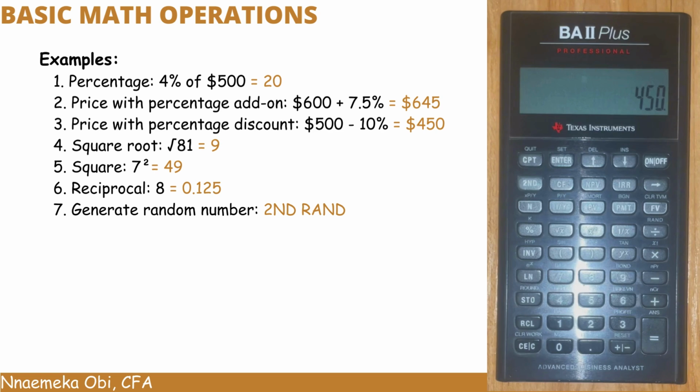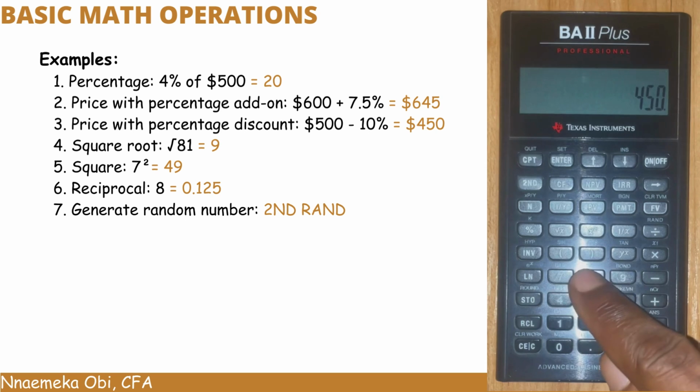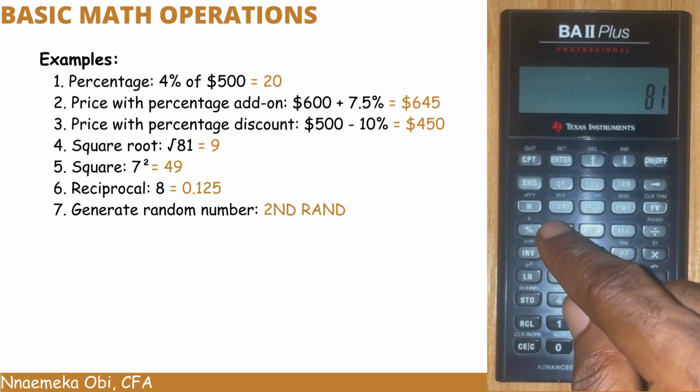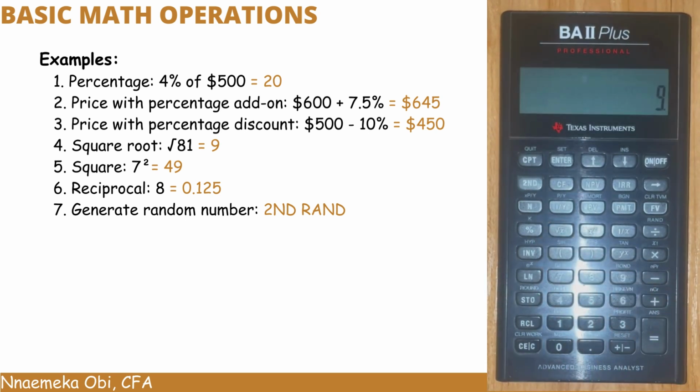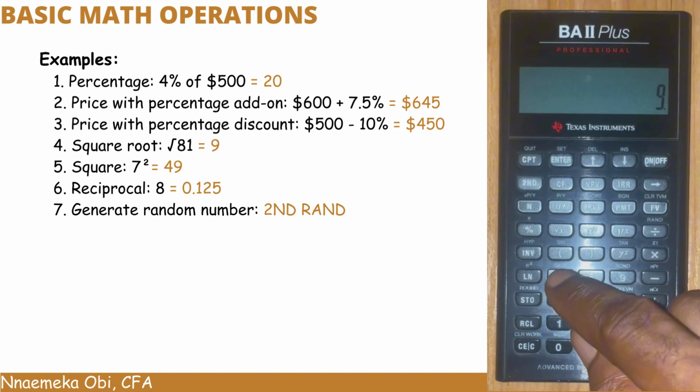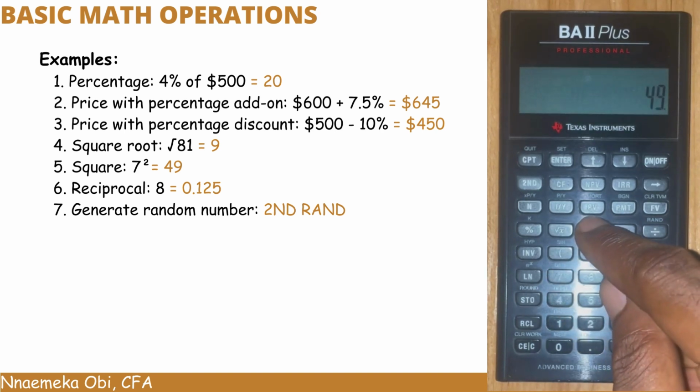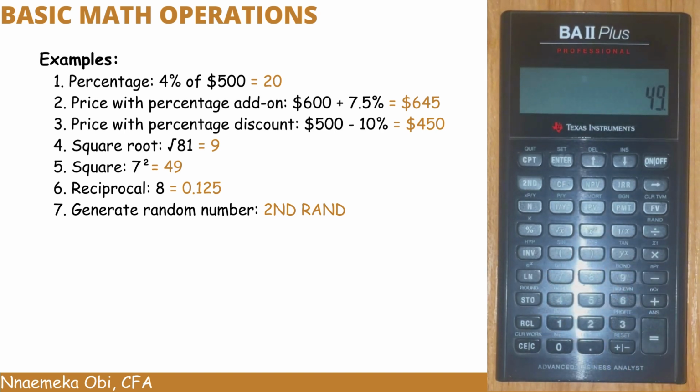We can also use the calculator to compute square root. So if we want to get the square root of 81, we'll press 81, we'll press square root. We can also use the calculator to get the square of a number. So we want to get the square of 7. We'll press 7, we'll press square. So the square of 7 is 49.